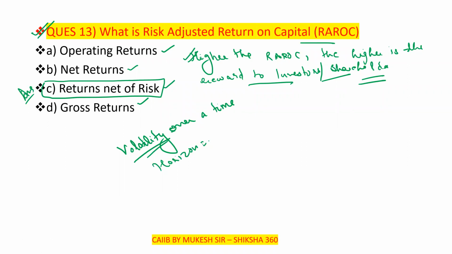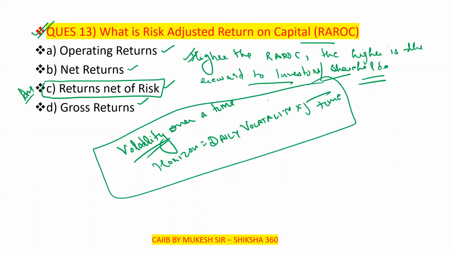It is equal to daily volatility into square root of time. Clear. So that is known as the volatility over a time horizon, which is equal to the daily volatility into square root of time. Please remember all these things.